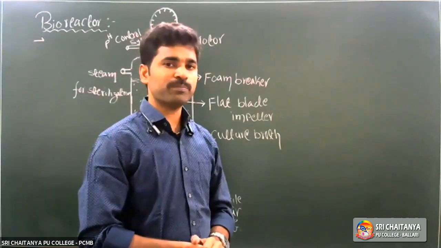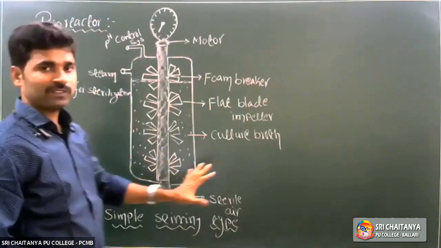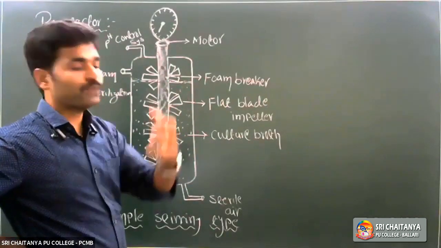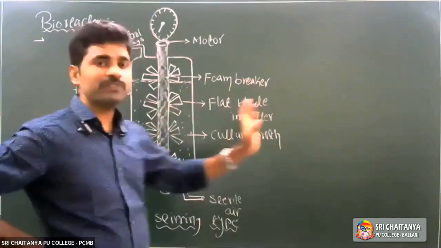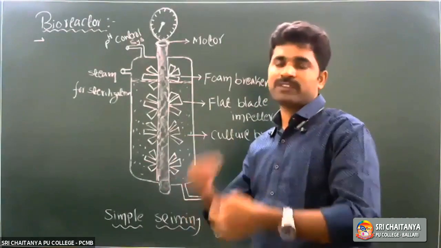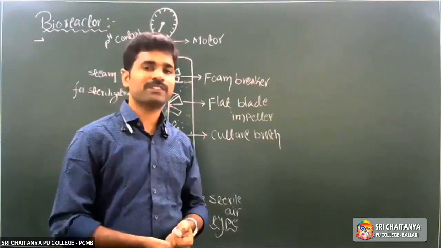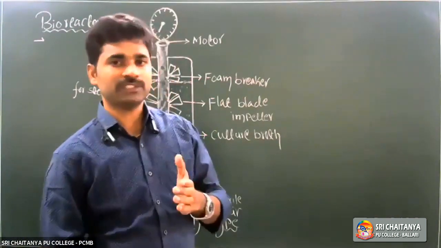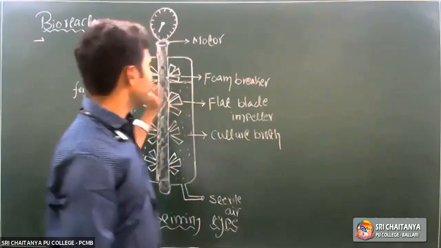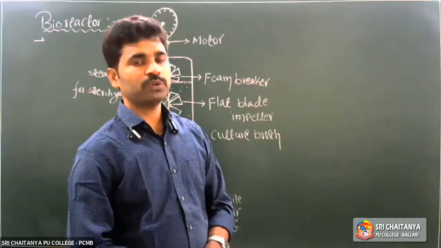And one more thing, sampling port. What is sampling port? This bioreactor has a sampling port at one end for the collection of substrate. So why do we need to collect substrate periodically? In every 5 minutes or every 20 minutes, we collect some amount of substrate from the bioreactor. Why? To test the culture or replication capacity, so periodically we withdraw that culture from the bioreactor through the sampling port.